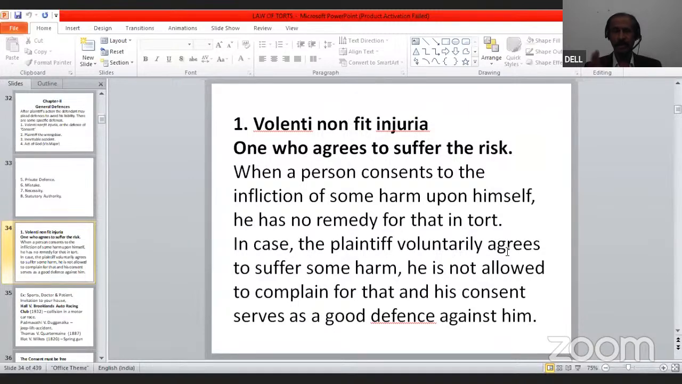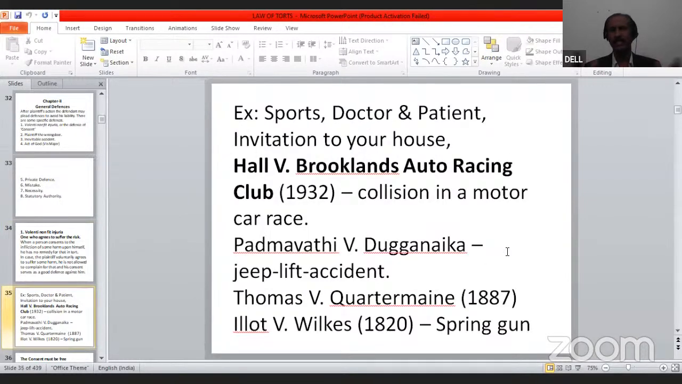The consent is also equally important in contracts. When a consent is not backed by coercion, mistake, undue influence, misrepresentation, etc., the consent is said to be free. Free consent, we say, contractually. But here, in the same sense, when you are transacting with other people, you have given a voluntary consent. Voluntary means without any compulsion, coercion, mistake, undue influence, misrepresentation. Voluntary consent means free consent, to suffer the harm. So he agrees to suffer. He is not allowed to complain for that, and his consent serves as a good defense against himself. So once he gives consent, he cannot blame others.